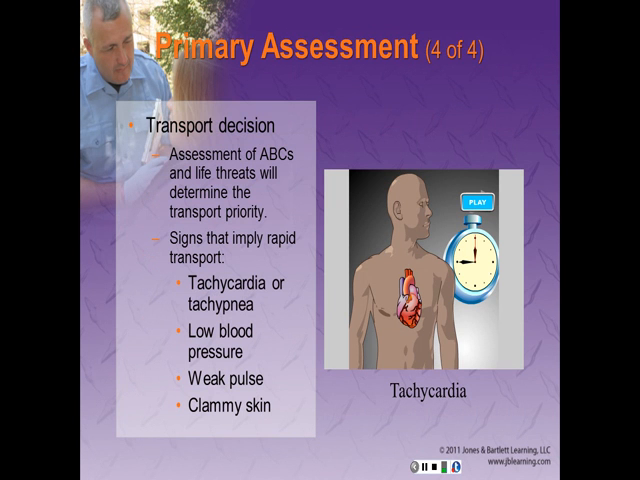Patients who may have significant bleeding will quickly become unstable. Some signs that they need rapid transport include tachycardia, tachypnea, low blood pressure, a weak pulse, and clammy skin. This animation is showing you tachycardia. You can actually count the heart rate and see how fast the heart is beating, and it will be over 100 beats per minute.